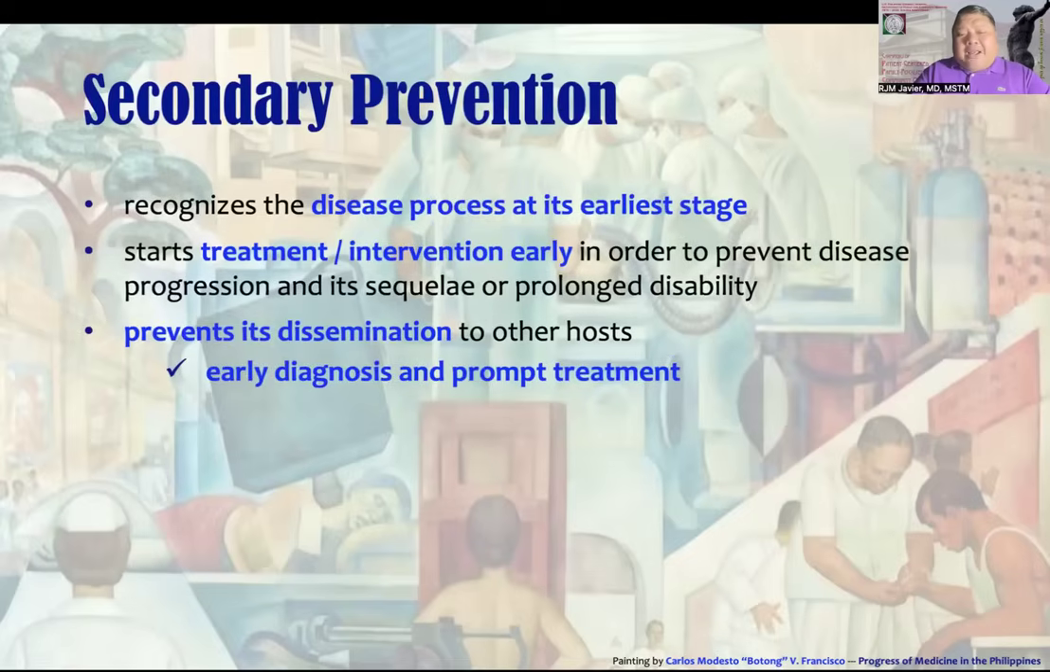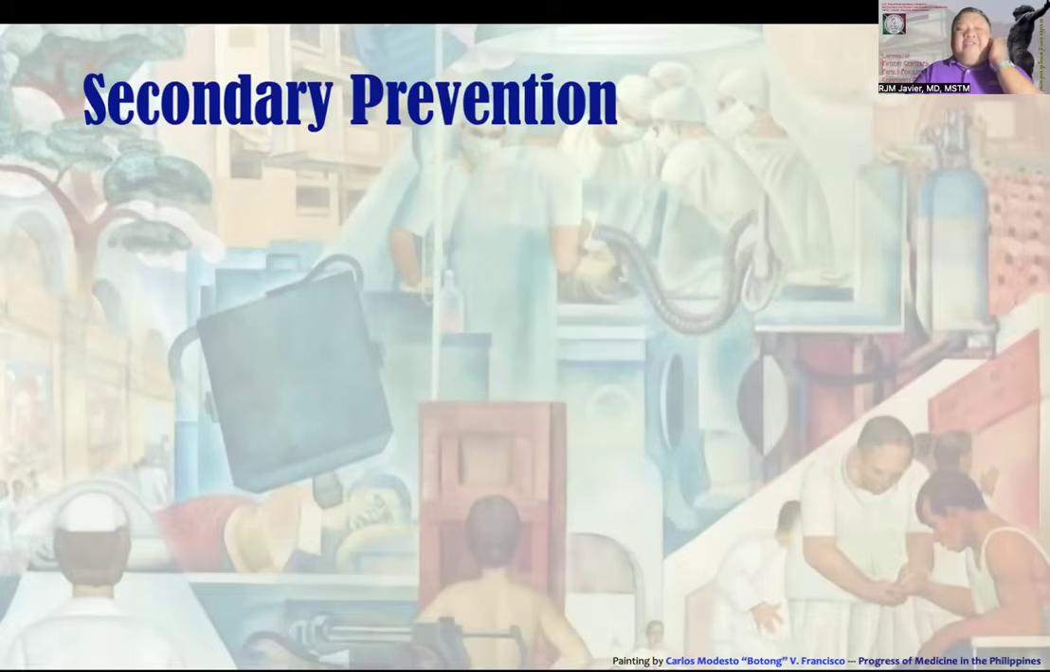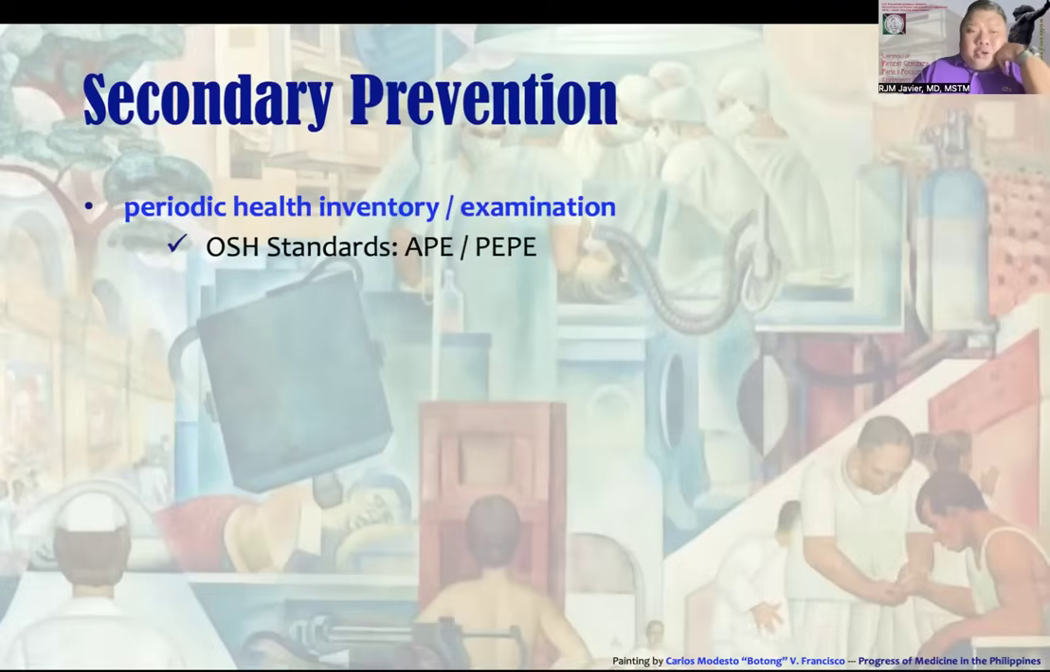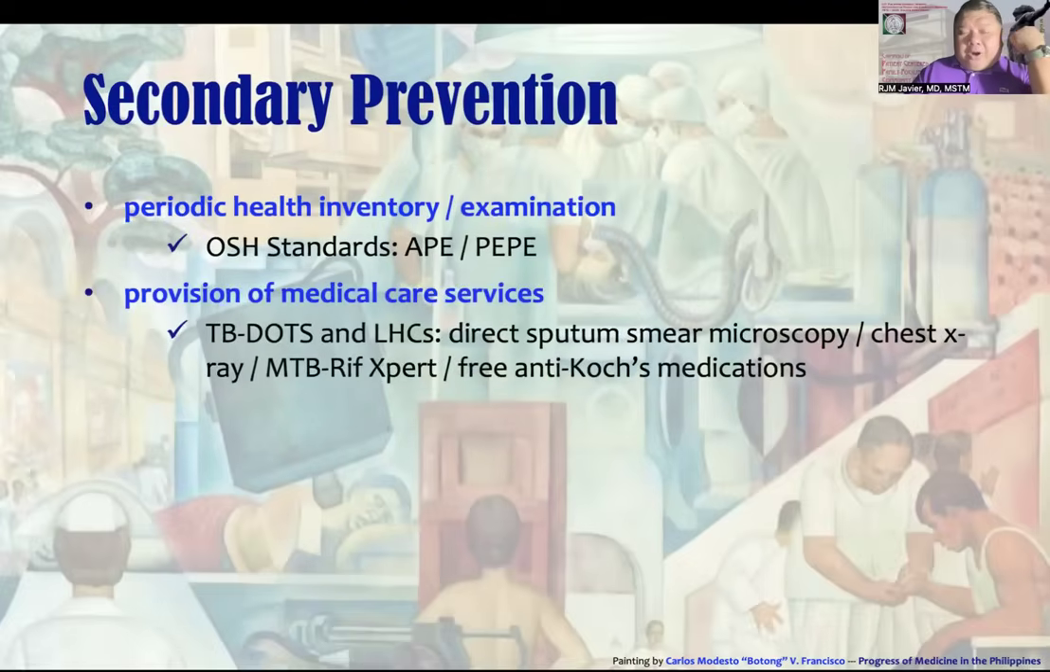Secondary prevention, once you try to do screening, any form of early diagnosis and prompt treatment, this would include your secondary level of prevention. When you do periodic health examination in the workplace, annual physical exam, pre-employment physical exam. When you do screening for possible tuberculosis, when you do active surveillance in your local health centers, you can do your sputum smear microscopy.